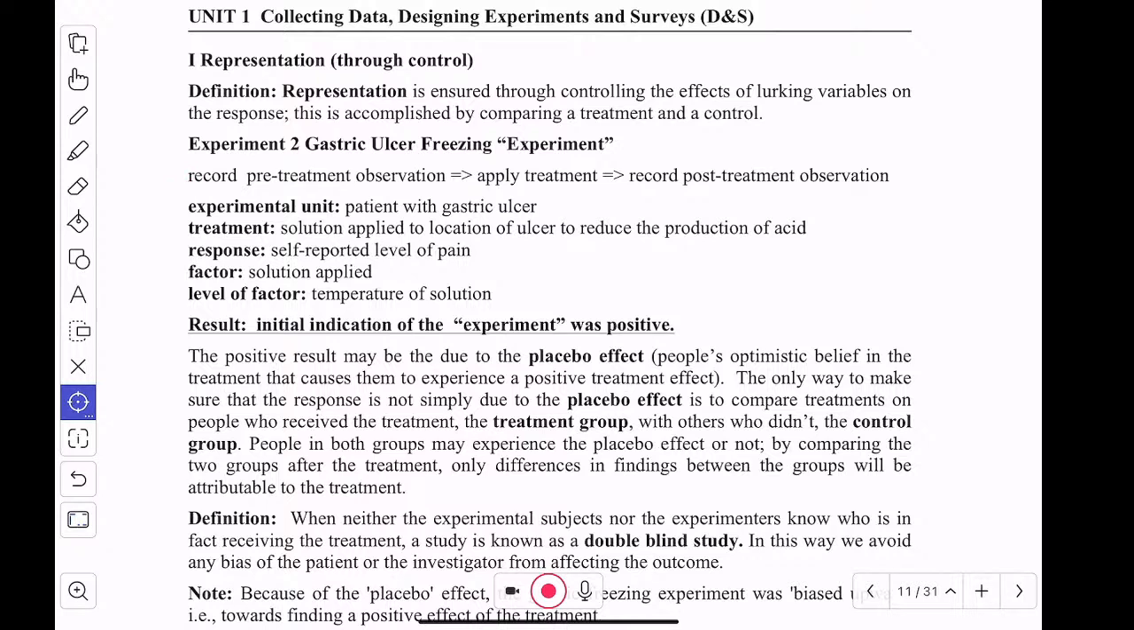The treatment is applied, possibly the throat is numbed with an anesthetic, so the discomfort is not felt when the tube is inserted. Then after a while, after they sit in observation, post-treatment, after an hour or so, their level of pain is again recorded. Okay? So what's wrong with this experiment? Is there anything wrong with this experiment, the way that I've outlined it?